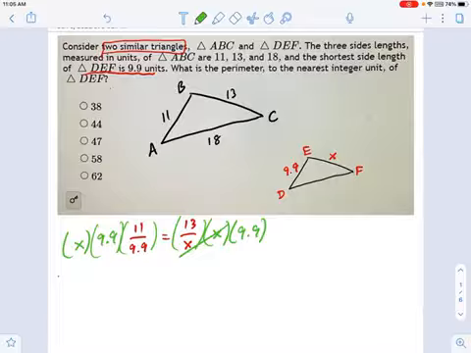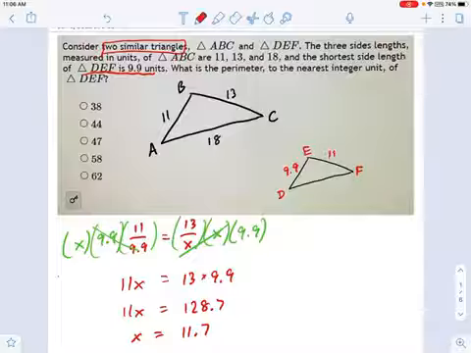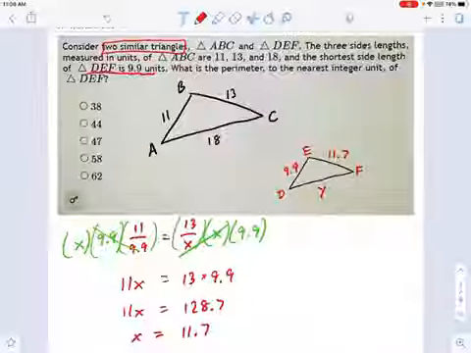Well, the X's cross out on the right, the 9.9's cross out on the left, and you get this form: 11x equals 13 times 9.9, which is equal to something. 13 times 9.9 is going to be 128.7. That's what 11x is. And therefore, x equals, divide this thing by 11, and there you go, 11.7. So that's one way you can do this. And then you would repeat that process for this other side over here. Call that y. Whatever. That's one way to do it. And then you add them all up, you get the perimeter.